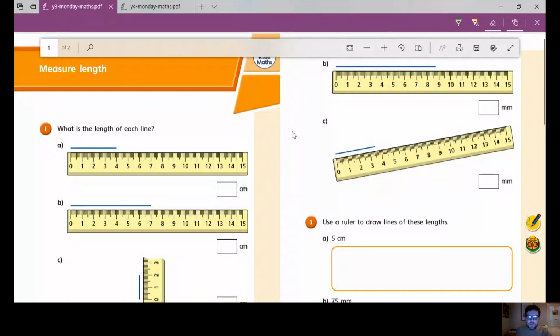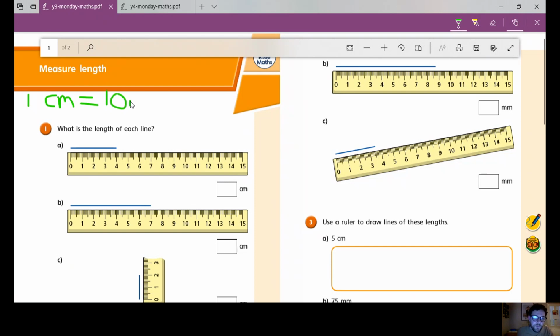Okay, we're going to start off with year 3. Okay, hopefully you can see that now. We are going to be measuring in length of different lines and objects using millimeters and centimeters. Now, the thing we need to know from the beginning is how many millimeters go into a centimeter. Okay, now 1 centimeter equals 10 millimeters.